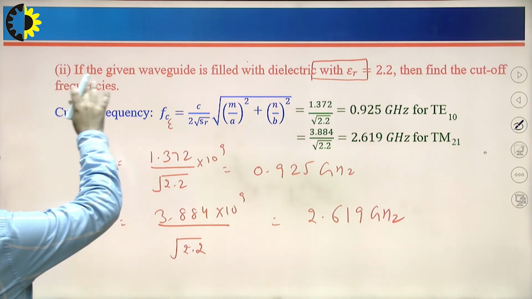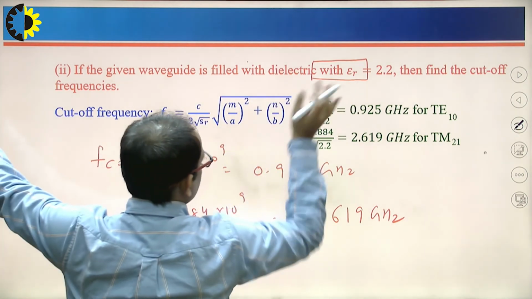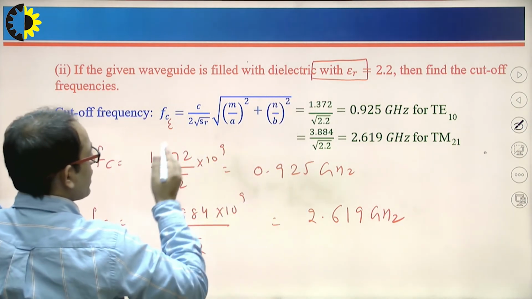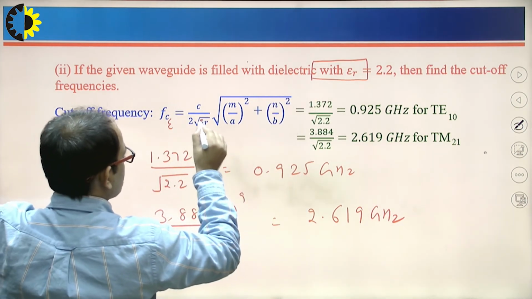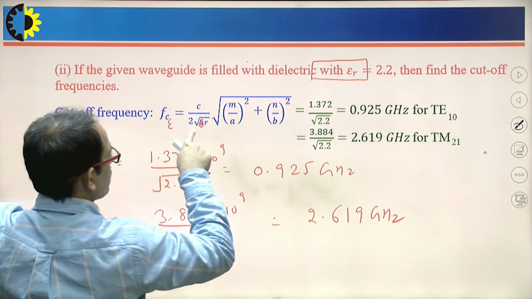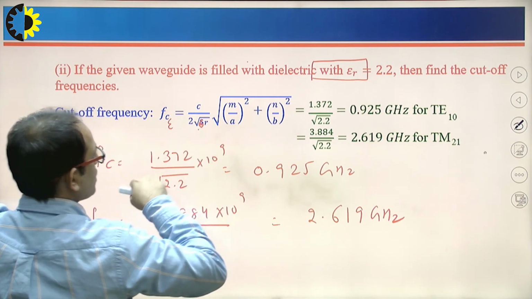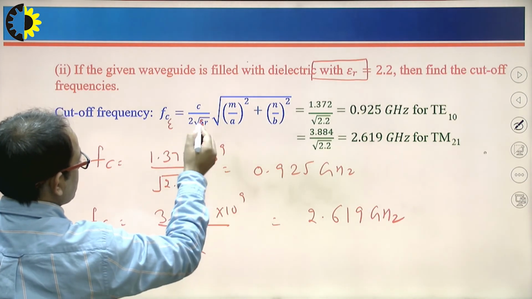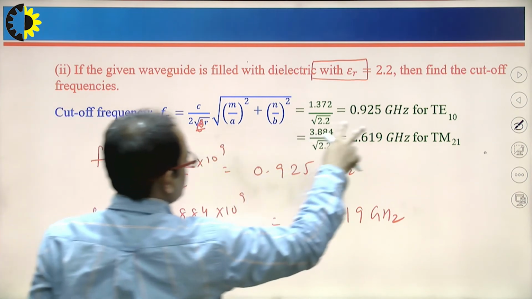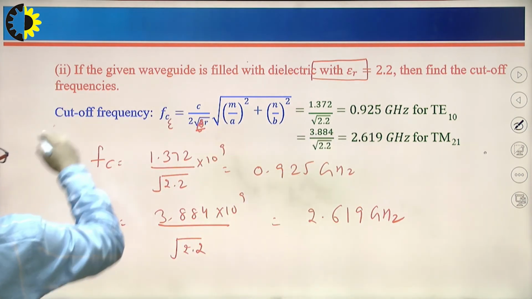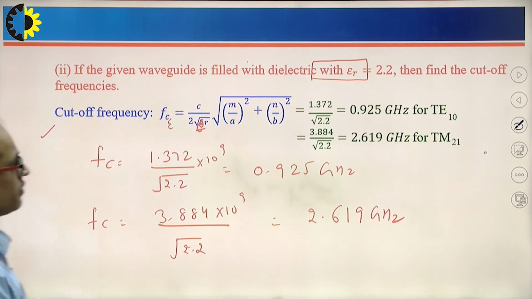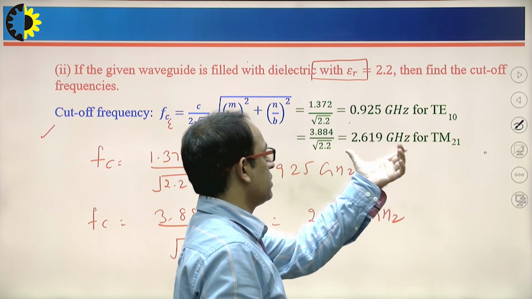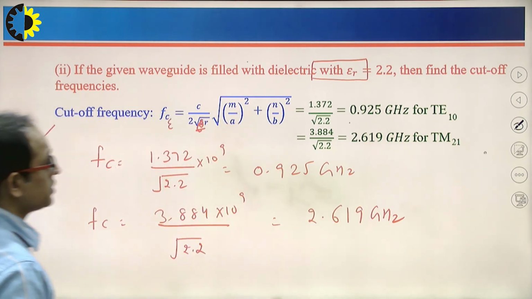The second part is, if the waveguide is filled with a dielectric of constant epsilon r. So when I put this epsilon r here, what will I get? The cutoff frequency is equal to C upon twice the square root of epsilon r, into this expression. Clear? On putting this value, you will get this equation. That is, for the TE10 mode, the cutoff frequency is 0.925, and for the TM21, 2.619 gigahertz.